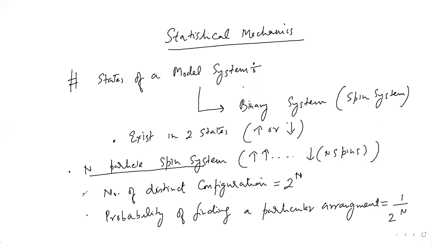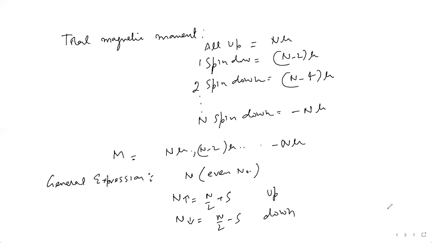So the number of distinct configurations, as we know from the binary mixture case, we have seen, right? You can break it down into up and down, and you can find that 2 to the power n is the total number of configurations for a binary spin system. So exactly what will be the probability of finding a particular arrangement out of this 2 to the power n configurations? It is 1 by 2 to the power n, right? That's obvious.